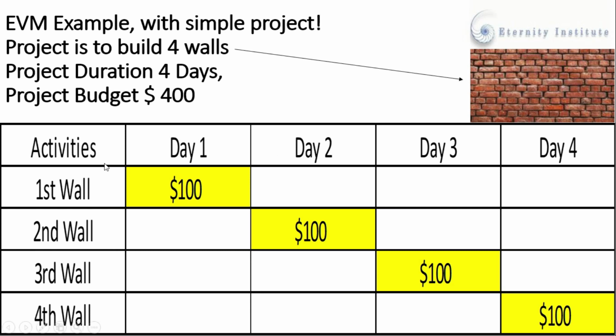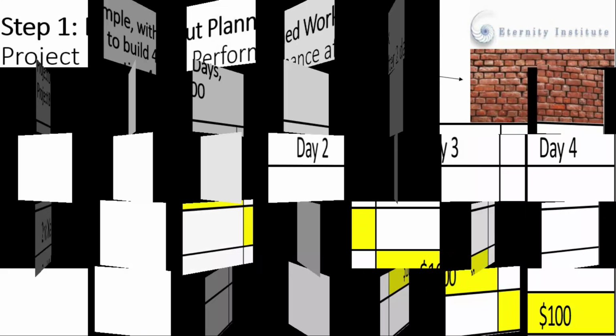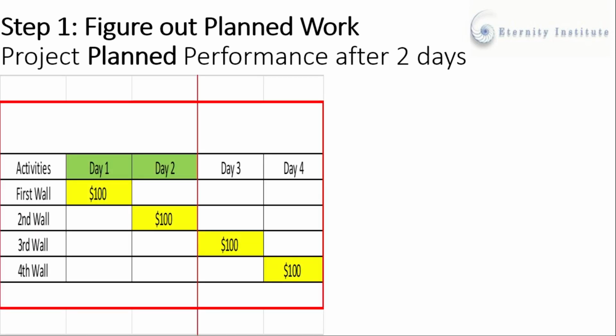So the first wall of this project is scheduled to be completed on day 1st. Second wall of this project is scheduled to be completed on day 2nd. Similarly, third wall and fourth wall is scheduled to be completed on day 3rd and 4th respectively. So what is the first step towards completing the earned value management? In the first step, we will basically figure out the planned work.